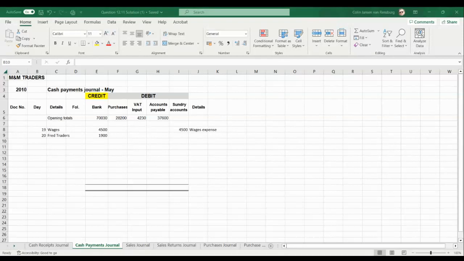So the only one that's left, or the only two that are left, are accounts payable and any other account, the sundry accounts. But we know that this is a supplier of ours, and we have actually paid money on the account, on the amount that we owe them. In fact, I think they actually mention we are paying the full amount that we owe them. Right, so that is our cash payments journal.